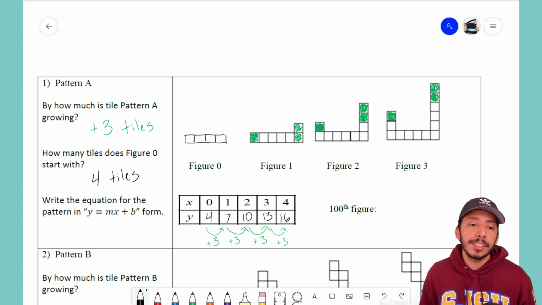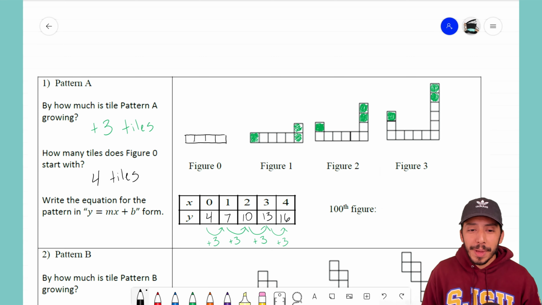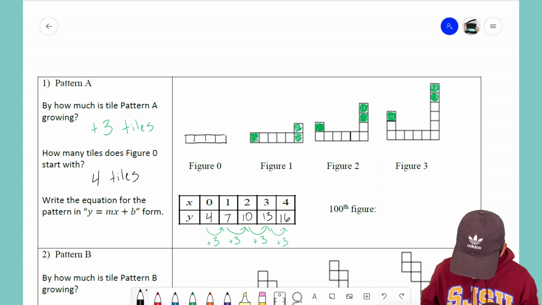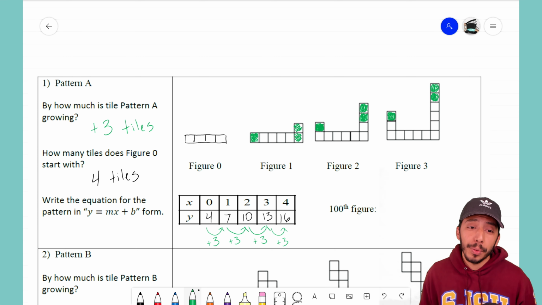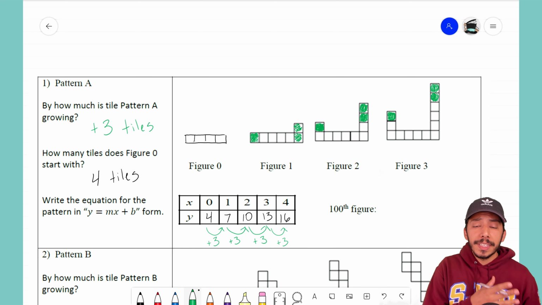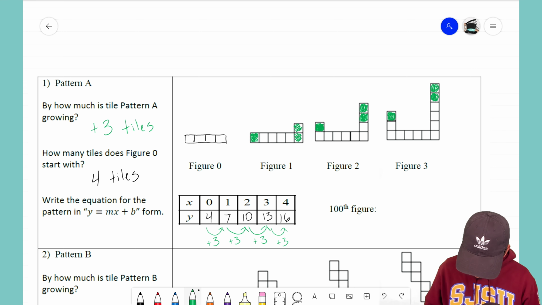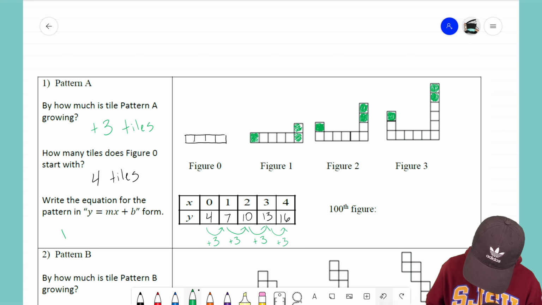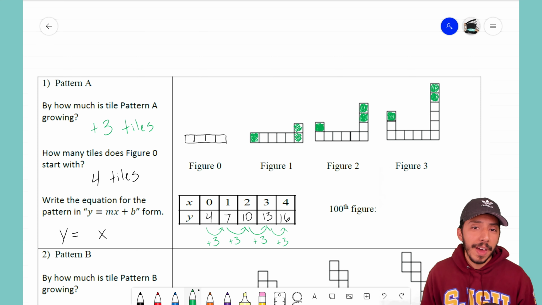Now the final question there says to write the equation for the pattern in y equals mx plus b form. I hope you can remember that when we're dealing with the equation y equals mx plus b, m represents what we call the slope, or in other cases we call it the growth. So m in this case is representing how our tile pattern is growing from one figure to the next, where b is representing our starting point, or our figure 0. And so b represents the number of tiles in our figure 0. So when this question asks us to write the equation in y equals mx plus b form, it's really asking us to determine what is the m value and what is the b value.